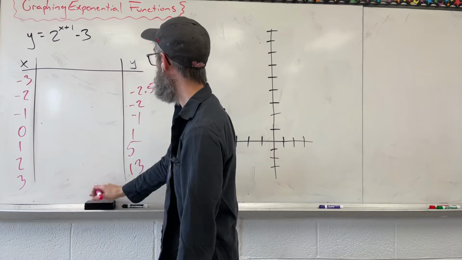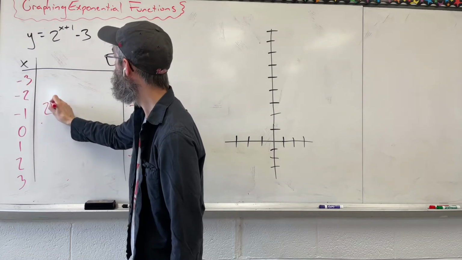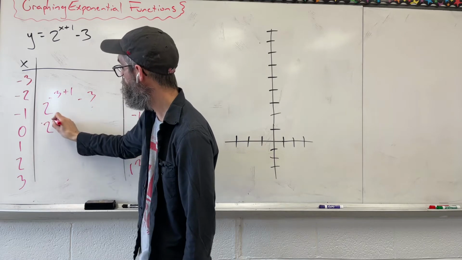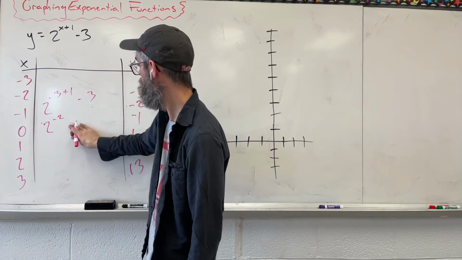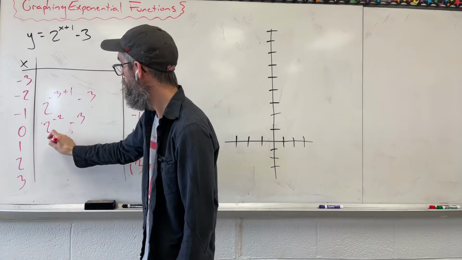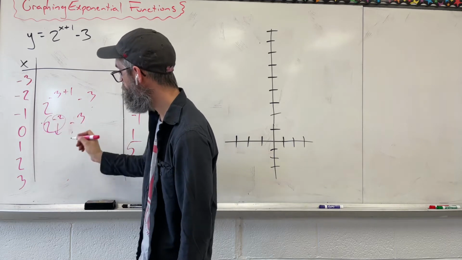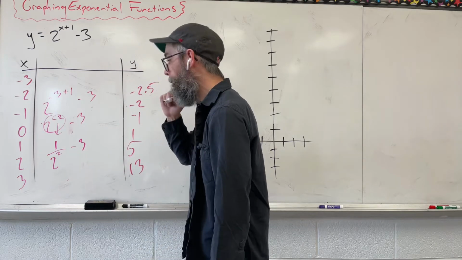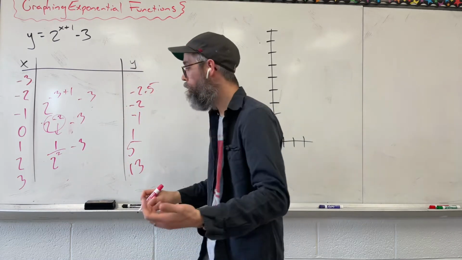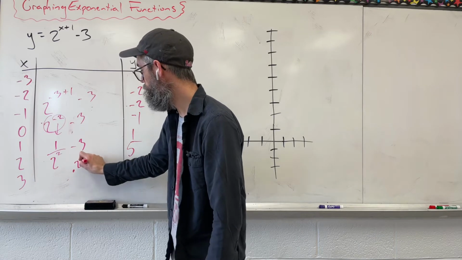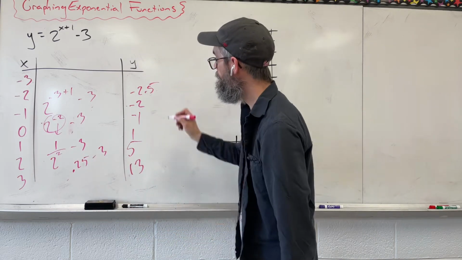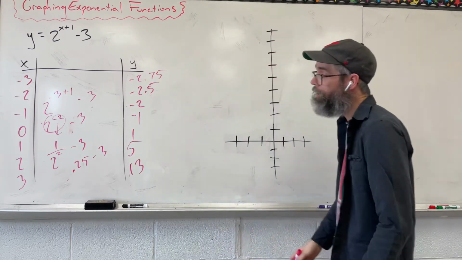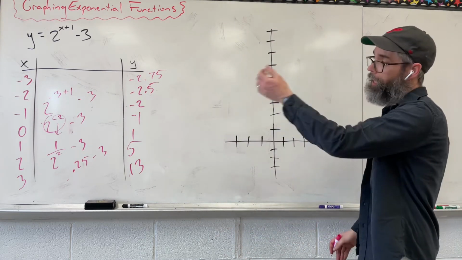And then we do this one more time. And we're going to say 2 to the negative 3 plus 1 minus 3 gives us 2 to the negative 2, which I want to move below the fraction line, giving us 1 over 2 squared minus 3. 2 squared is 4. We have 1/4, or 0.25 minus 3, giving us negative 2.75. Now, we could keep going, or let's just stop here and let's plot things.